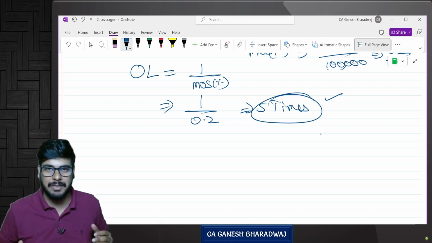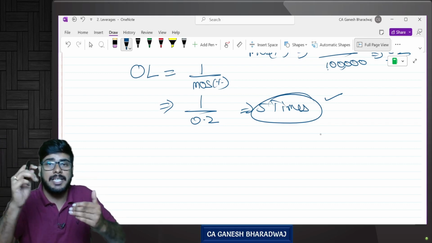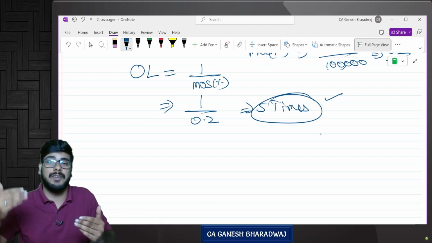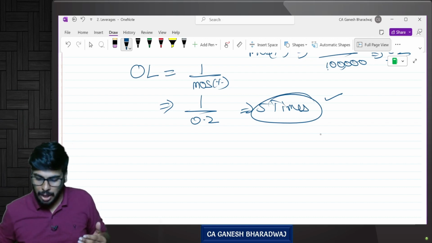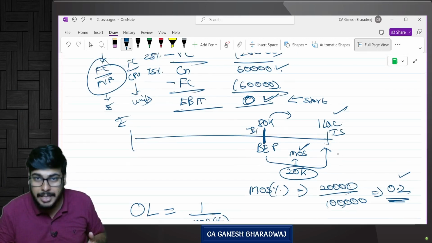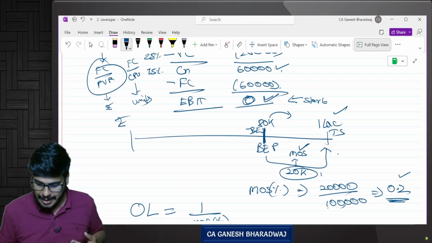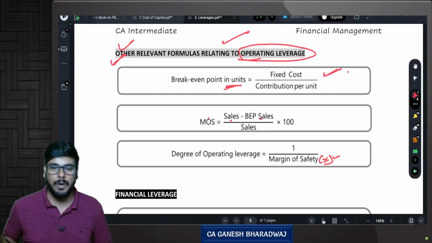And what do you mean by margin of safety? Margin of safety means the sales made in excess of the break-even sales. And if you want to express this margin of safety as a percentage of total sales, how will I do it? Total sales minus break-even sales, correct? That is your margin of safety divided by total sales. Are you clear with this? That is the margin of safety as percentage, and that is what they have given here.